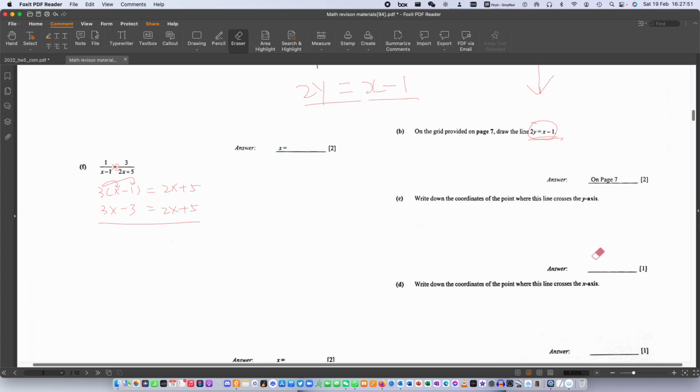Just give me one word, or just one short phrase. So they ask you for the point where the line crosses the y-axis. So what point is that? My homework just now. No. The point where the line crosses the y-axis. So which one?